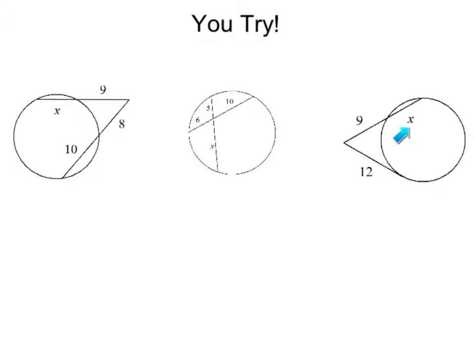Here we go, let's see if you got it. Hopefully you got it right, I know you did. x equals 11 on this guy. Over here we have x equals 12. And last but not least, way over here, x is going to equal 7.